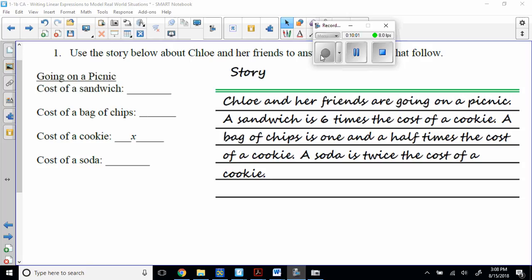Tell me, what is the relationship back to a cookie? Because they told you a cookie, the cost of a cookie, they went ahead and told you that the cost of a cookie is X. They've told you that, right? Now you need to fill in the other things based off relationship. Go.